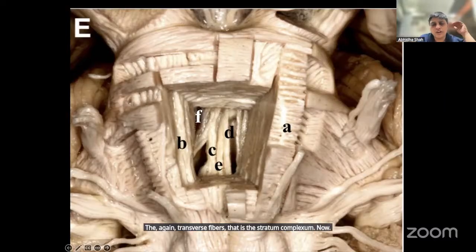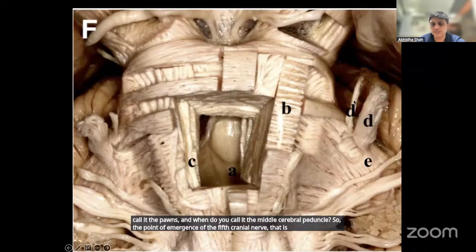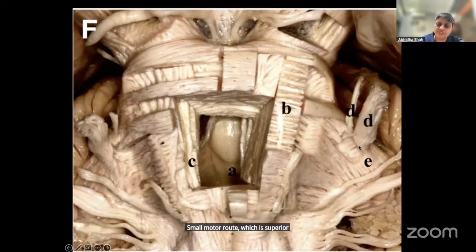Now, when do you call it the pons and when do you call it the middle cerebellar peduncle? So the point of emergence of the fifth cranial nerve, that is the trigeminal nerve, you can see the small motor root, which is superiorly, and the large sensory root, which is inferiorly. So the part where it is lateral to the trigeminal nerve is the middle cerebellar peduncle, and this portion is the part of the pons.